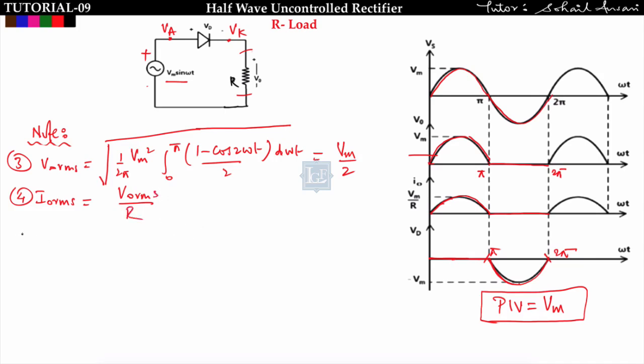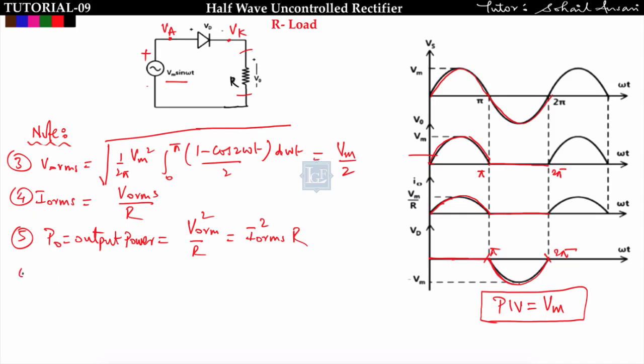Now the fifth point is P naught, the output power. I already explained how to calculate the output power of any voltage source type load. Since it is a voltage source type of load, the output power will be V naught RMS square by R, or you can say I naught RMS square into R. We have to take RMS voltage and RMS current for finding the output power.